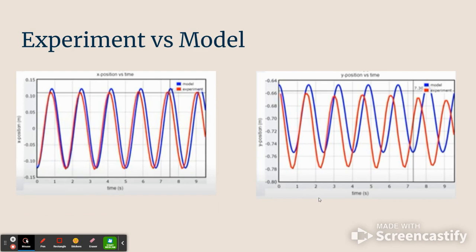On the slide, you can see the experiment versus the model for the x and y direction. To the left, we have the x direction, and you can see that the model and experiment match pretty well. To the right, the model and experiment are a little off. The model has a higher y direction.